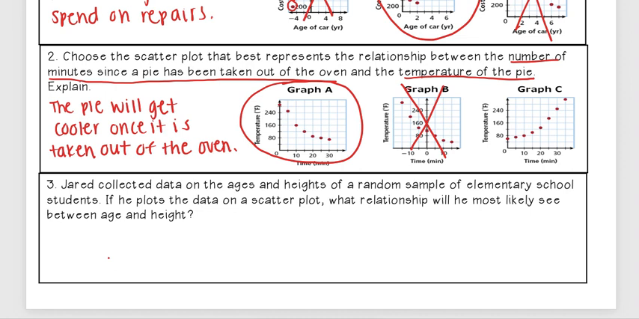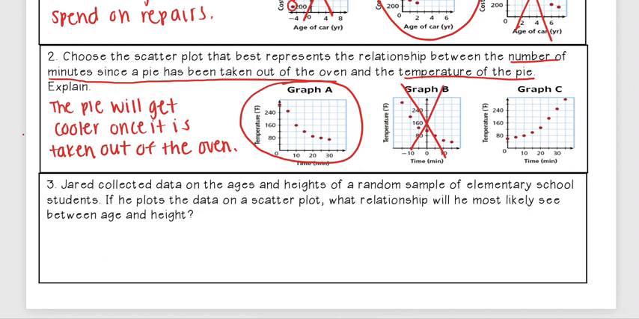Okay, in problem 3 it says that Jared collected data on the ages and heights of a random sample of elementary school students. If he plots the data on a scatter plot, what relationship will he most likely see between age and height? So now I have to think. He's collecting data on the age of these elementary school students and the heights. As a student gets older, are they going to get taller or are they going to get shorter?